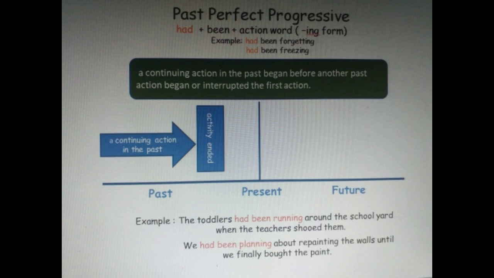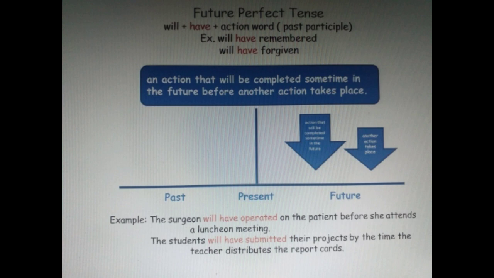Example sentences we have: the toddlers had been running around the schoolyard when the teachers shooed them. So the verb is had been running. The next sentence: we had been planning about repainting the walls until we finally bought the paint. So the verb is had been planning, which is a past perfect progressive tense of verb.